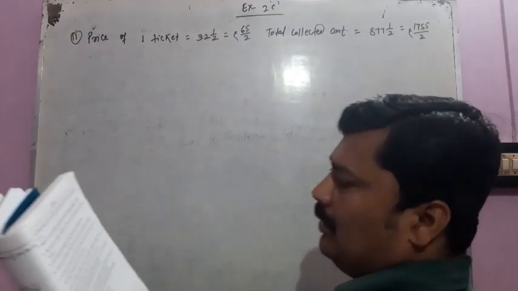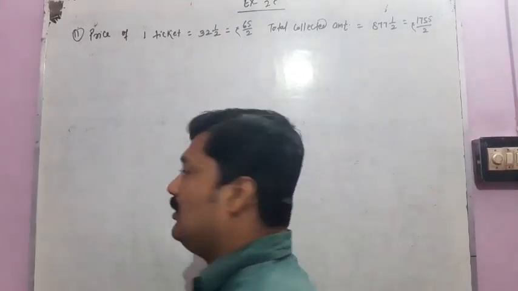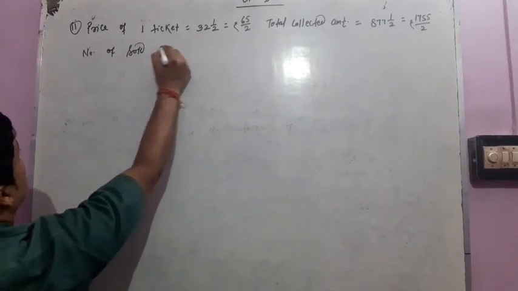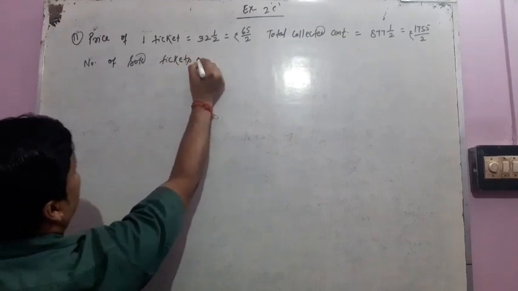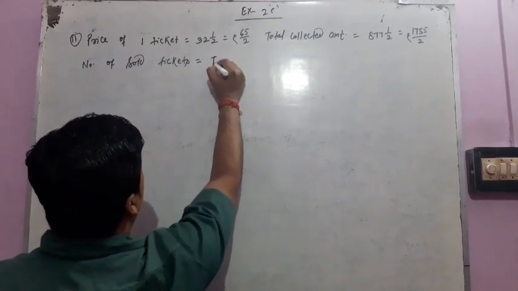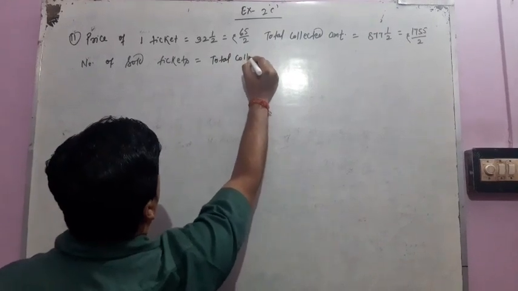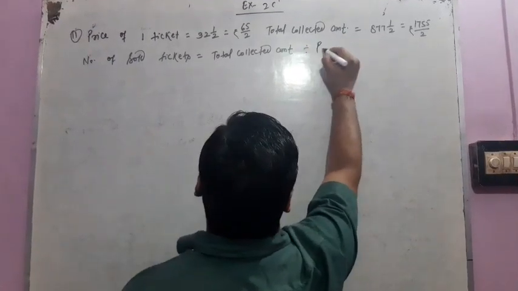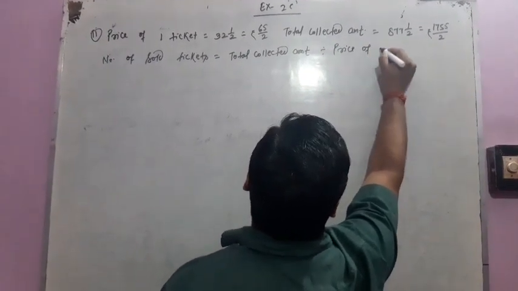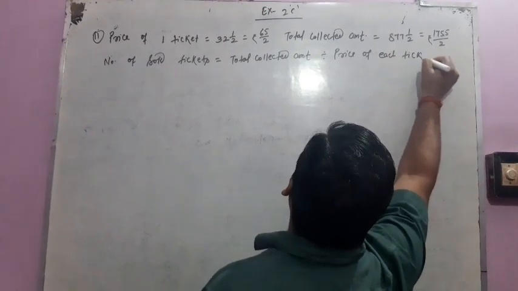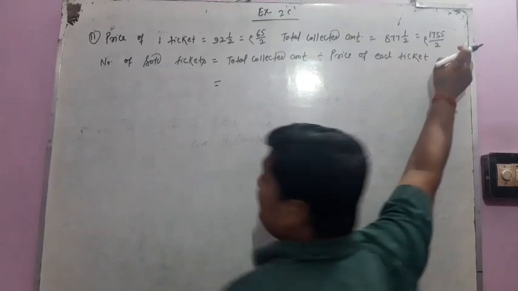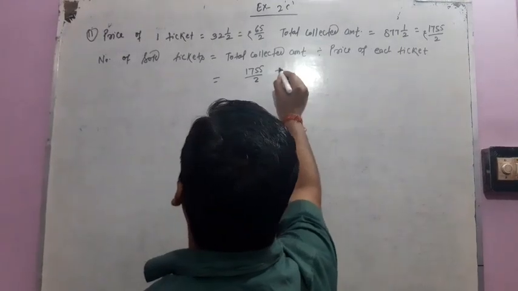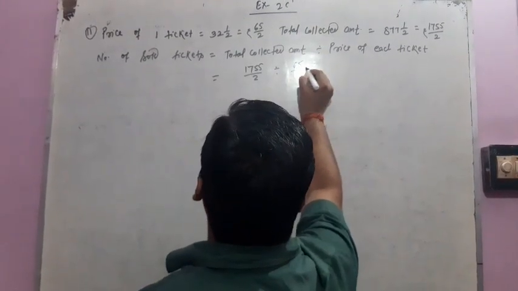Okay. So it is asked in the question how many tickets were sold. So number of sold tickets is equal to total collected amount divided by price of each ticket. So here the total collected amount is 1755 by 2. So this money we have to divide with the price of each ticket, that is 65 by 2.